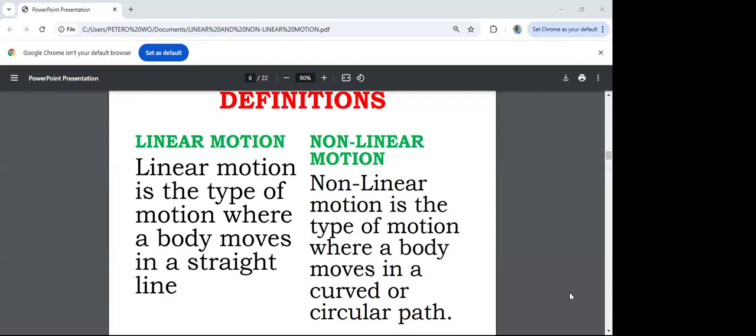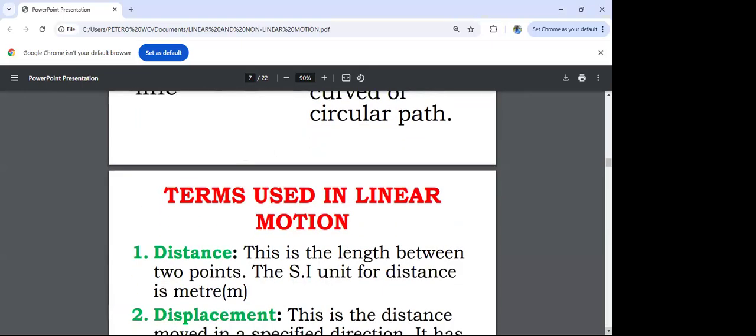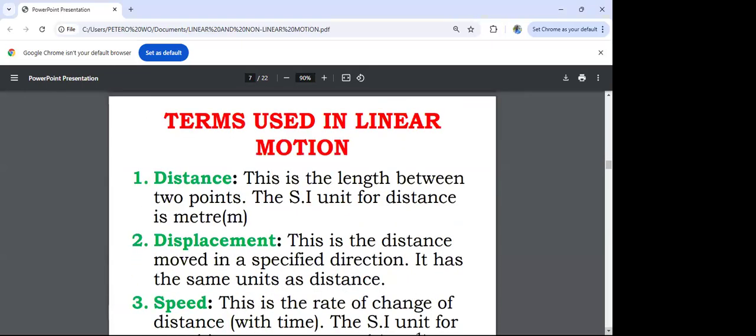Okay. Let us move on to another slide. Now we are going to look at the terms used in linear motion. So we are going to look at linear motion first. Which terms do we use under linear motion?